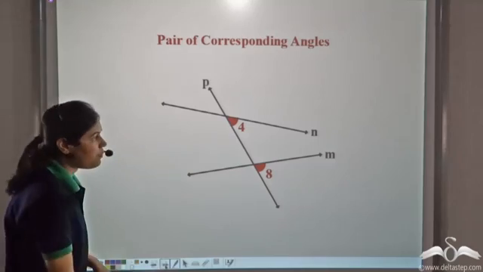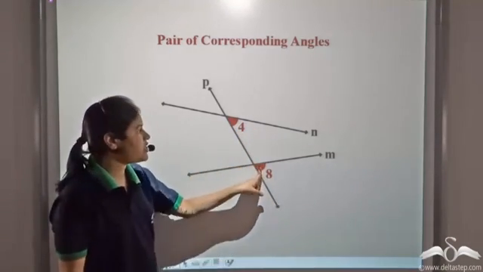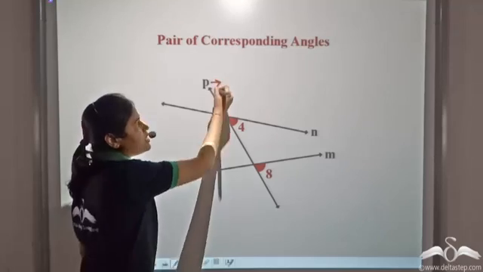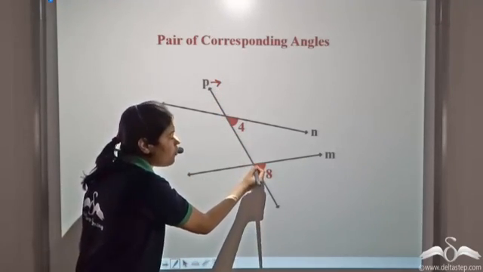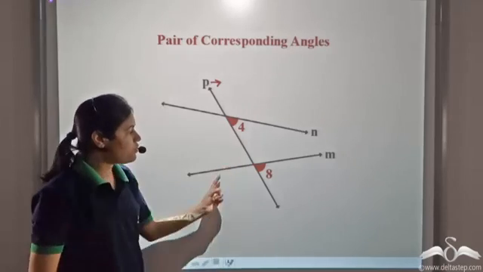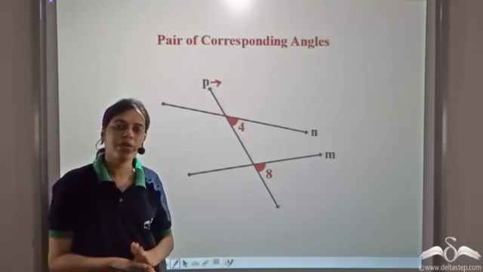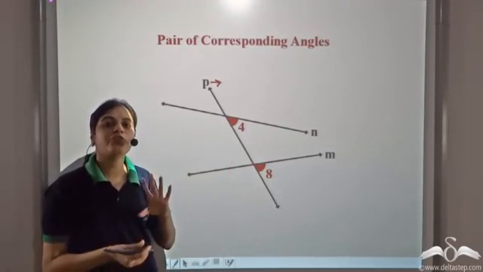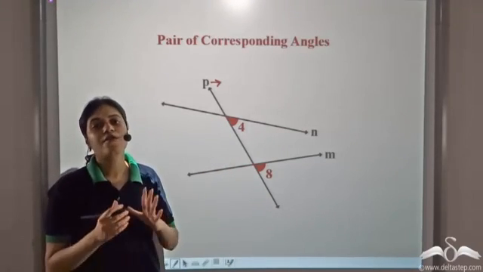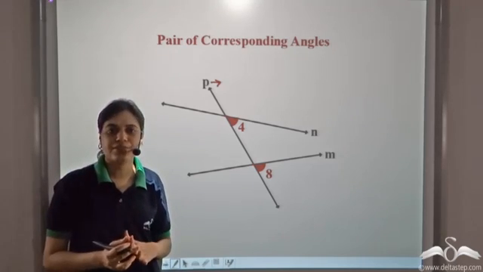And there is one more pair. This is angle 4 and angle 8. You can check. Both are to the right of transversal P, below line N, below line M, and formed on different vertices. So we see that there are 4 pairs of corresponding angles formed when a transversal intersects two lines. Out of the 8 angles, there are 4 different pairs of corresponding angles.